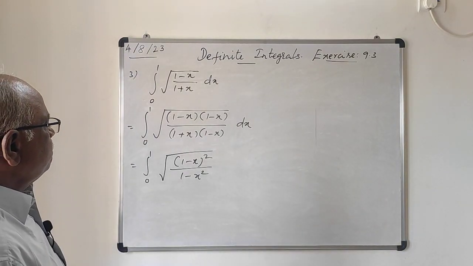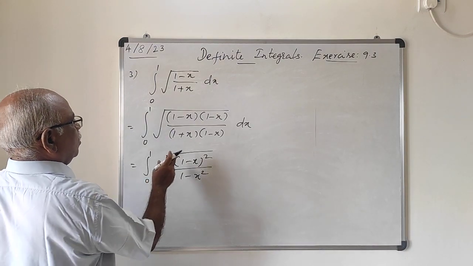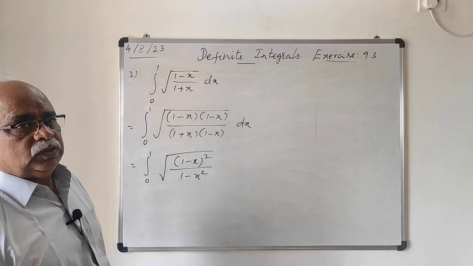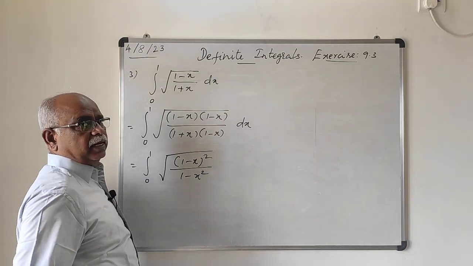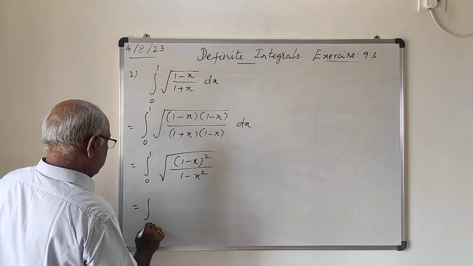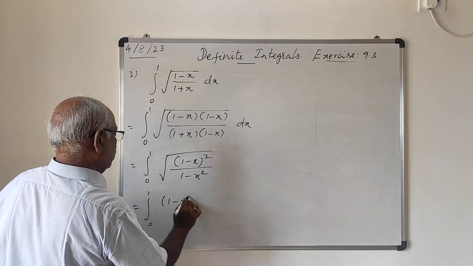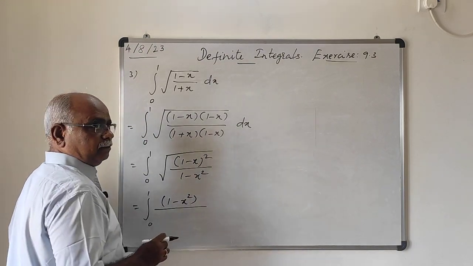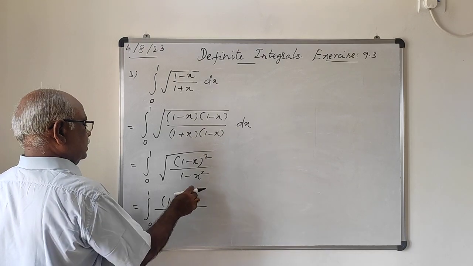Numerator is 1 minus x into 1 minus x, which is 1 minus x whole square. Denominator is of the form a plus b into a minus b: 1 plus x into 1 minus x, in algebra, gives 1 square minus x square. So this is again equal to root of 1 minus x whole square by 1 minus x square. The root vanishes on taking the square, so the numerator is just 1 minus x.